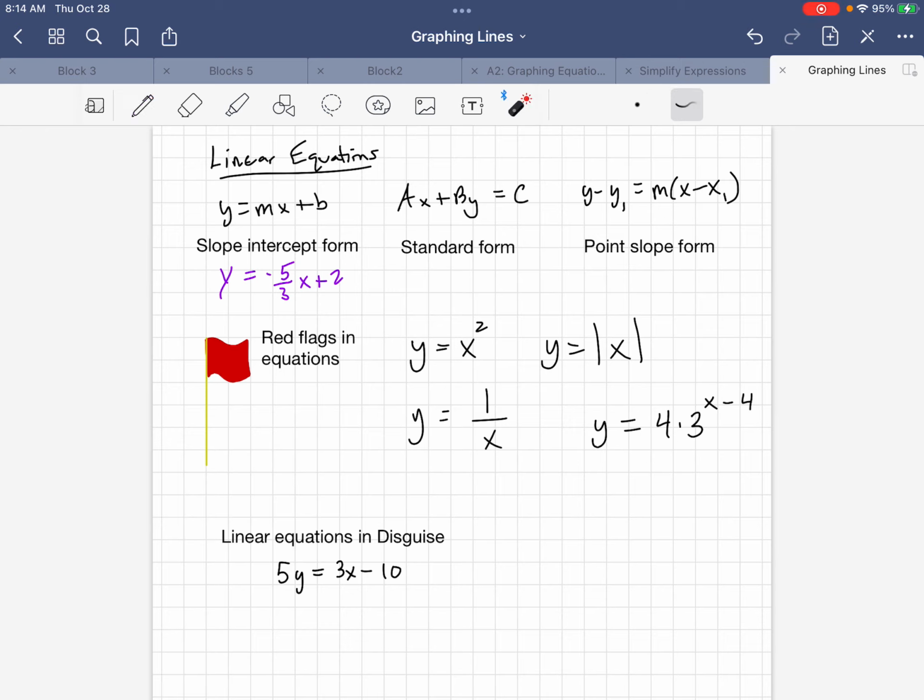All right, so you see a y value, you see an x value here, or a variable for y and x. You see a number in place of the m and a number in place of the b. This is called slope-intercept form.